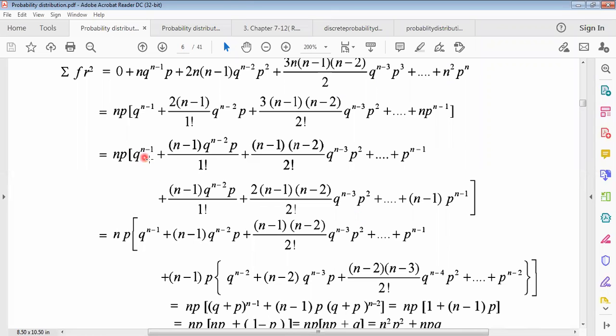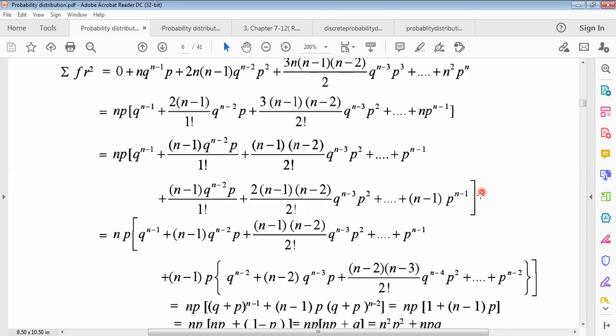Now this is the first series and this is the second series. From one series we got it. Now np and q to the power n minus 1, just arranging the terms: n minus 1 q to the power n minus 2 p, n minus 1 n minus 2 over 2 factorial q to the power n minus 3 p square, plus up to p to the power n minus 1. This is the first series.